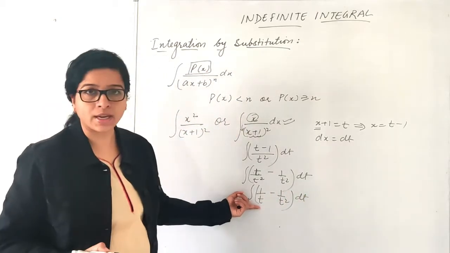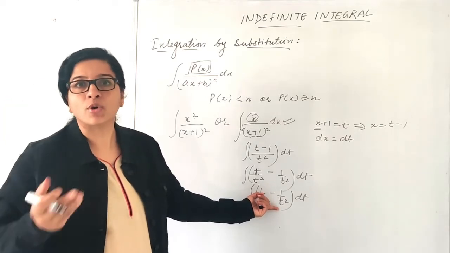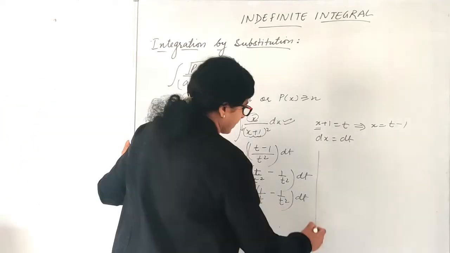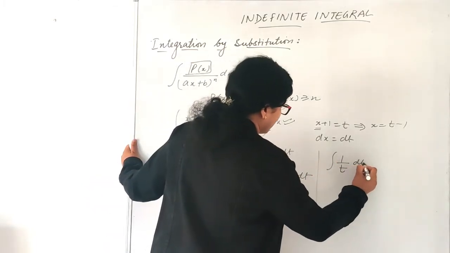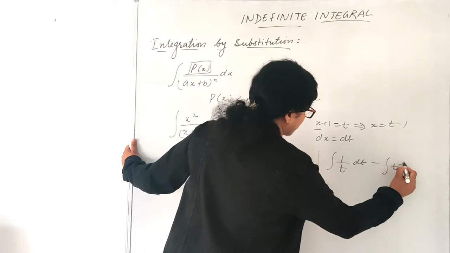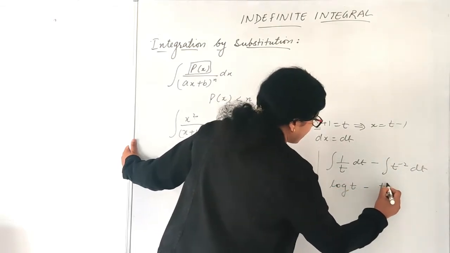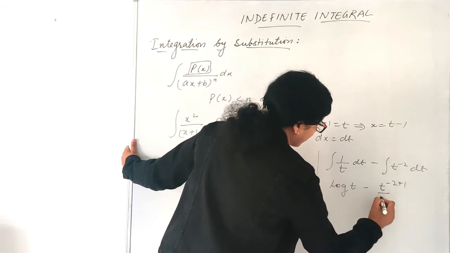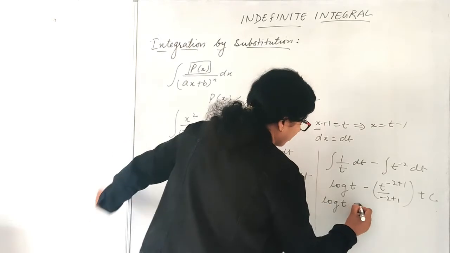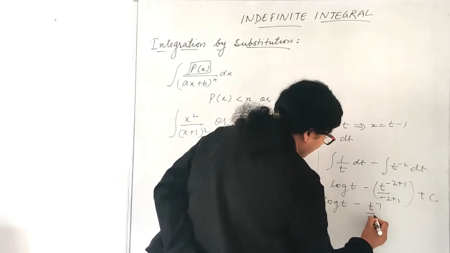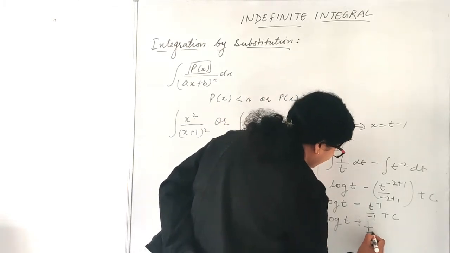This will become log t, and in this I can use the x to the power n plus 1 upon n plus 1 formula, right? So separate it: 1 upon t dt minus t to the power minus 2 dt. So log t minus t to the power minus 2 plus 1 upon minus 2 plus 1 plus c, log t minus t to the power minus 1 upon minus 1 plus c, log t plus 1 upon t plus c.